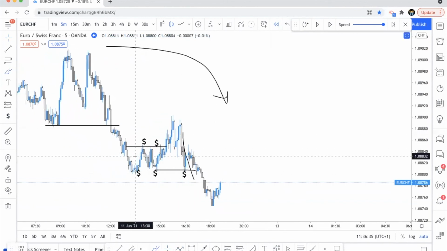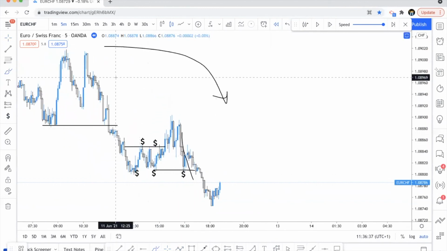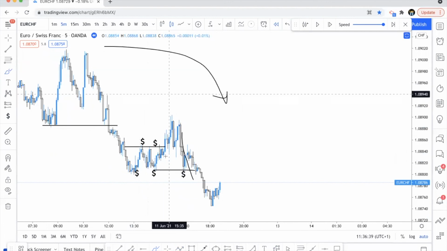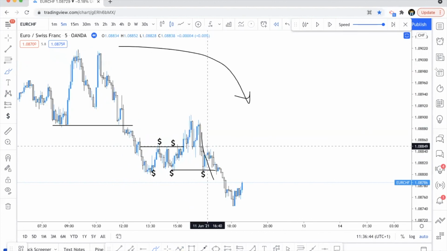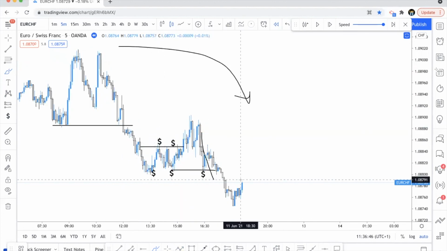So what do we do as traders? We trade where liquidity is. We trade with the banks, and we trade towards liquidity. That's the only way to win this game, is to really trade where the liquidity is, where the money is.